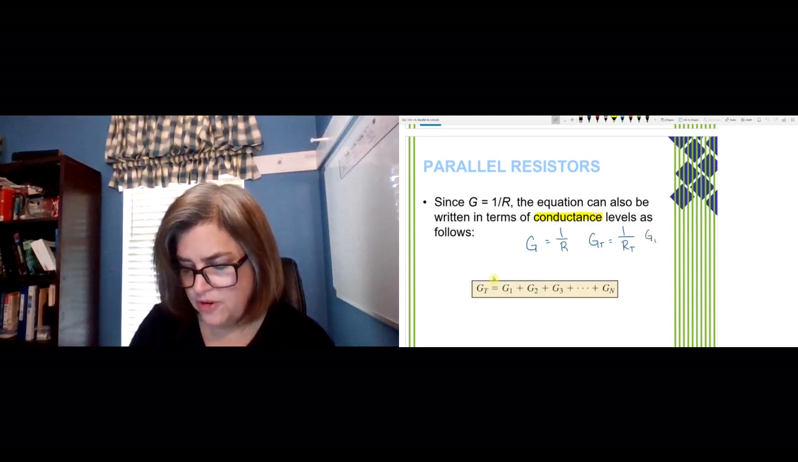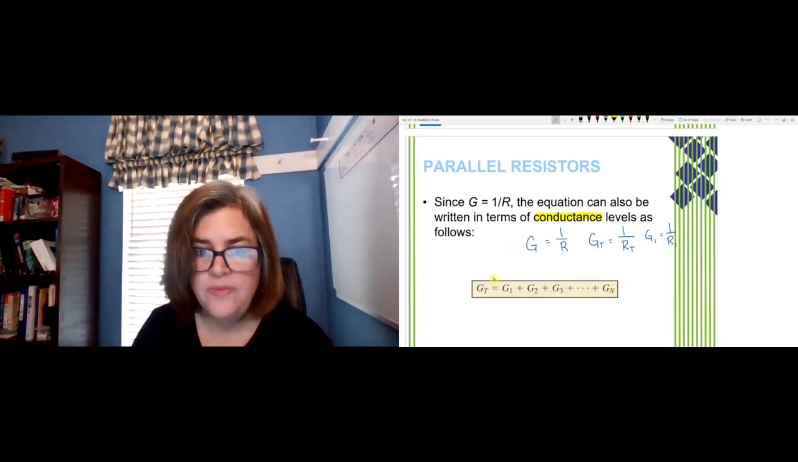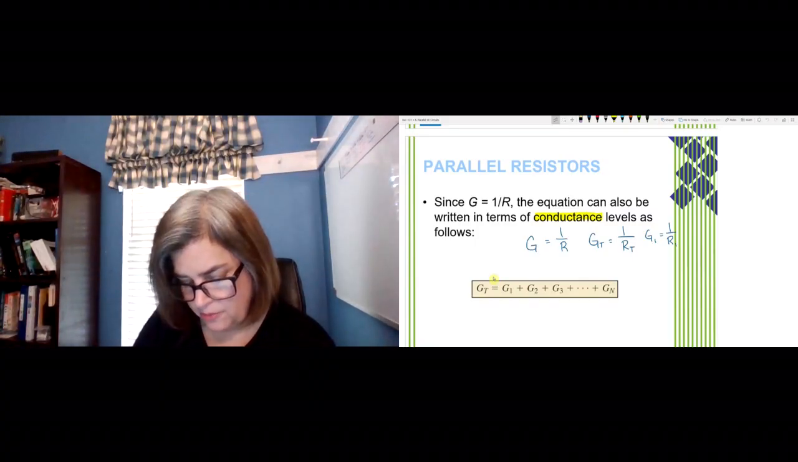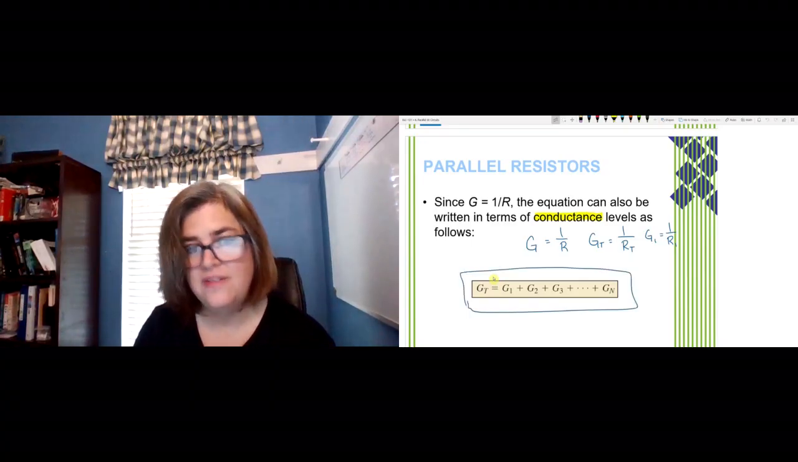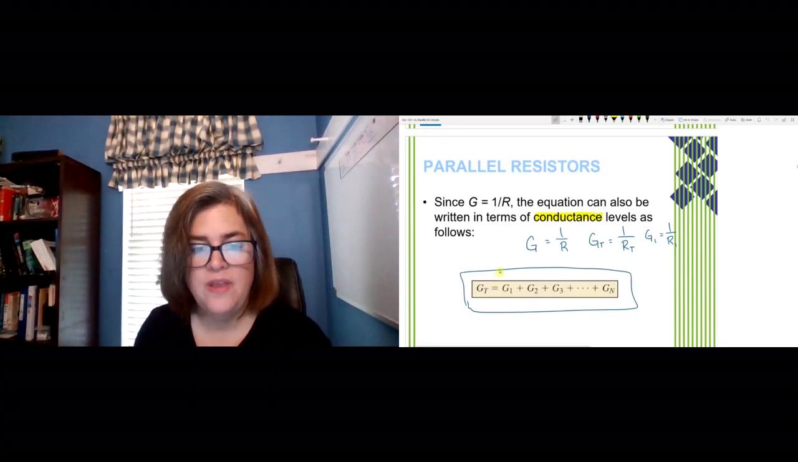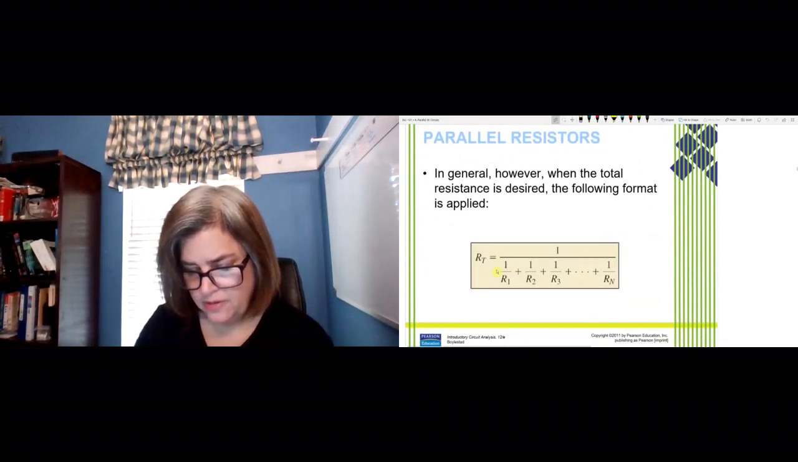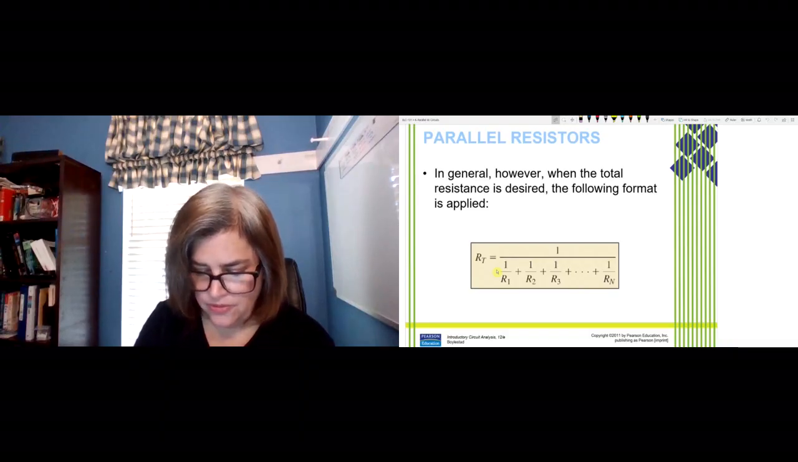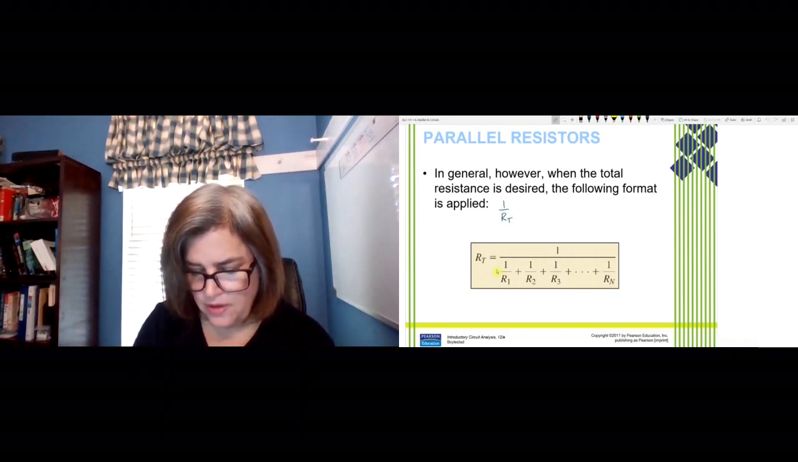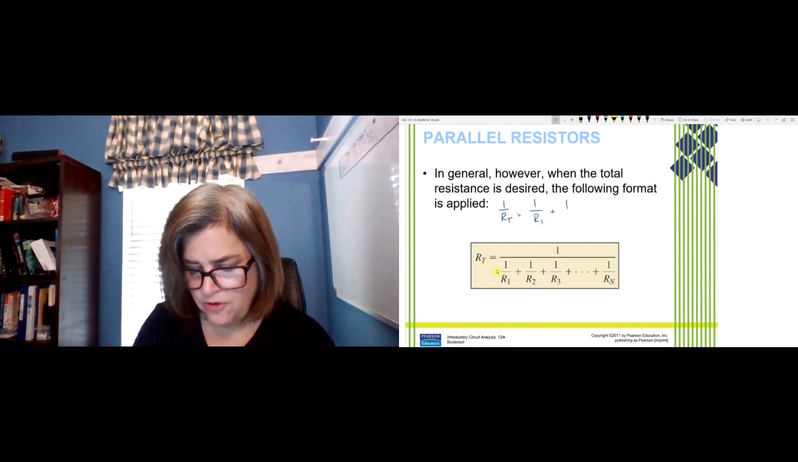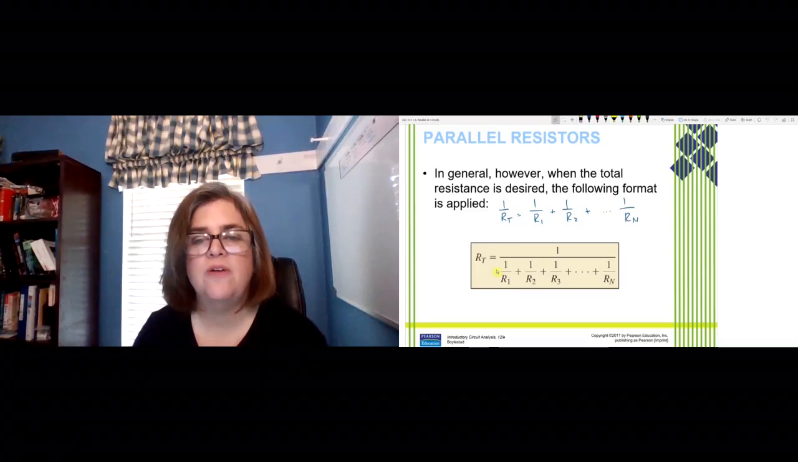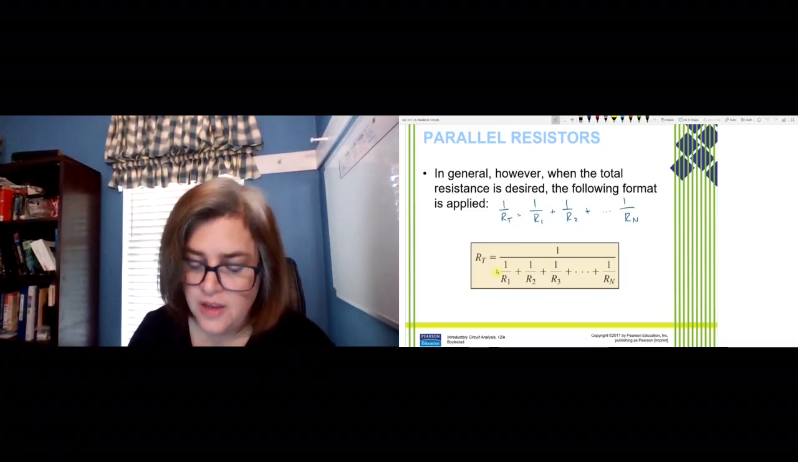The conductance of a particular resistor would be G1 equals 1 over R1, and so on. So if you want to think of it this way, in parallel, we're actually summing the conductances instead of the resistances. Okay, so I'll show you how to do that. In general, we use this format. So remember, we said 1 over RT is 1 over R1 plus 1 over R2 plus, and so on until you account for all of your resistors in parallel.